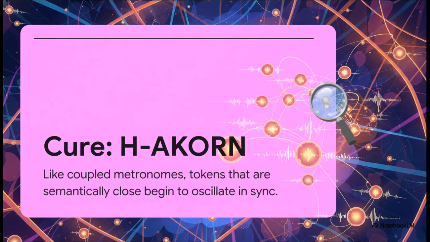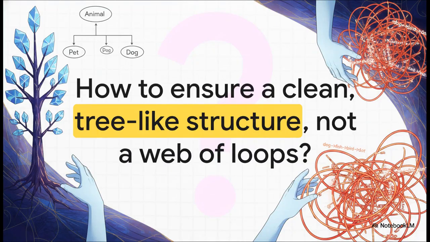HyDRA's solution here is just so elegant. It's rhythmic. Every token is like a tiny oscillator, a tiny metronome. And the closer two tokens are in meaning, the more their rhythms start to synchronize. So you get this flexible, dynamic binding through a shared rhythm, not some rigid, static link that could cause a total collapse.